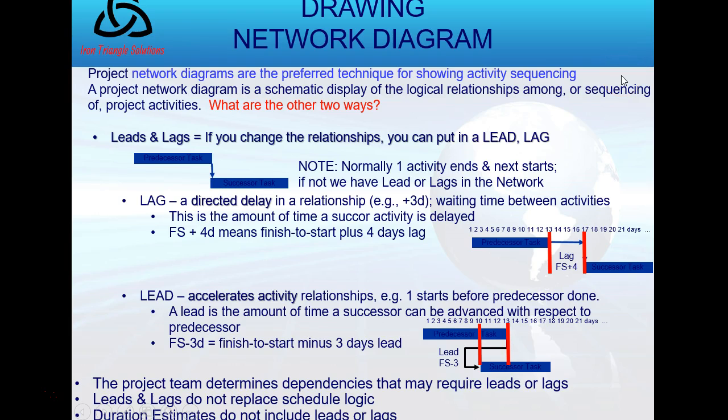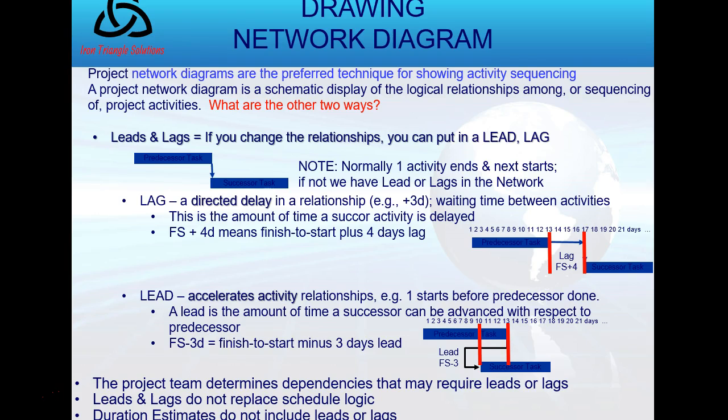Okay. So now with these and a couple other tidbits, I'm going to be able to draw my network diagram. Remember that network diagram took my activities and put them in a logical order. There are no times yet associated with it, no durations, but I had my logical order. So the project network diagrams are the preferred technique for showing the sequence of activities. Be aware of leads and lags. If you change the relationships, which are generally finish to start, the most common, you can put in leads and lags as you develop the schedule.